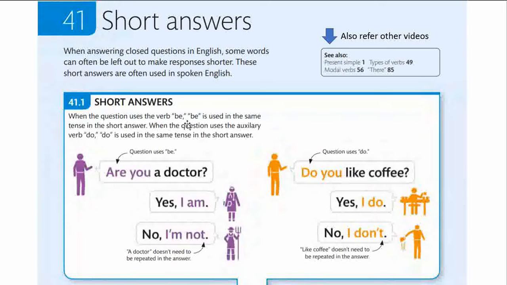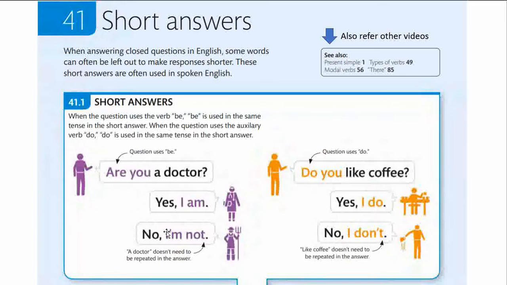Now, when the question uses any of these auxiliary words, the same auxiliary is used in the same tense in the short answer. That means in the reply, you need to use the same auxiliary that was used in the question. Now, let us see the example that is before us. Are you a doctor? The long reply could be, yes, I am a doctor. But the short reply is, yes, I am, and then a full stop. This reply ends with the auxiliary.